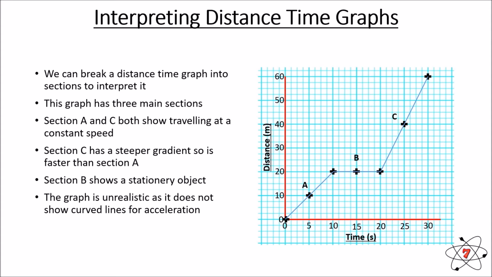Now, this graph is fairly unrealistic because it doesn't show curves for any acceleration, so where the graph is changing from section A into section B, it should really be curved. Where it's changing from section B into section C, again, it should be curved. These changes of speed are not instantaneous, but for simplicity, this is how it's often drawn.